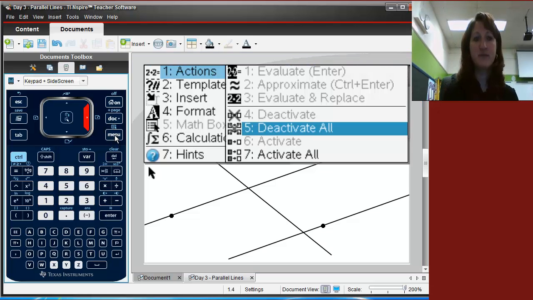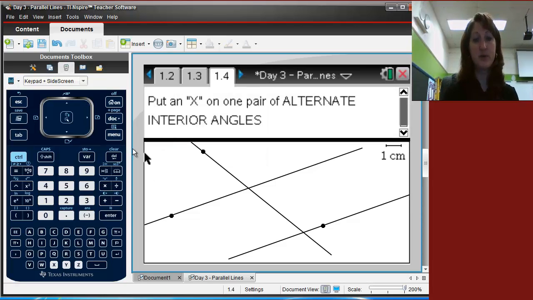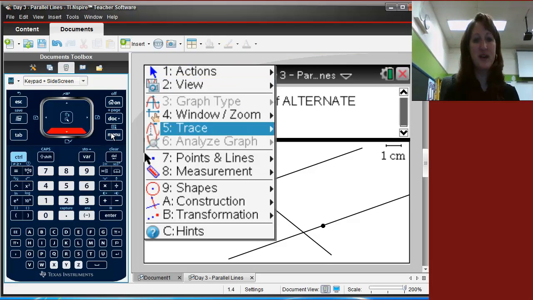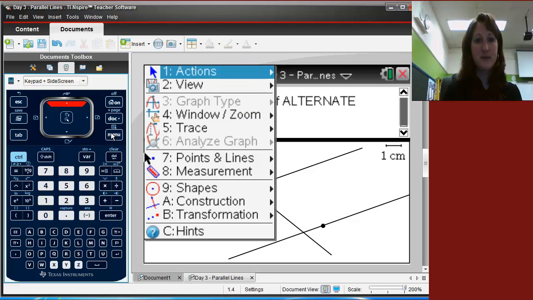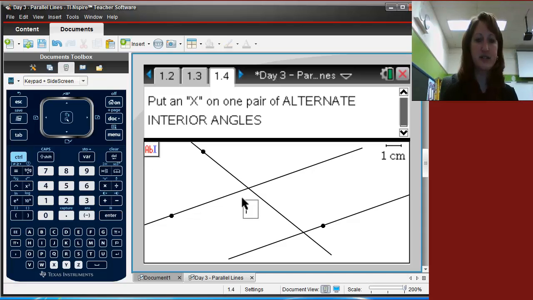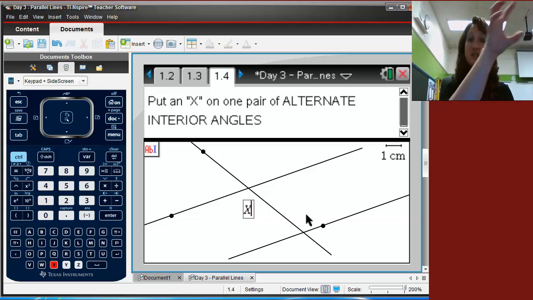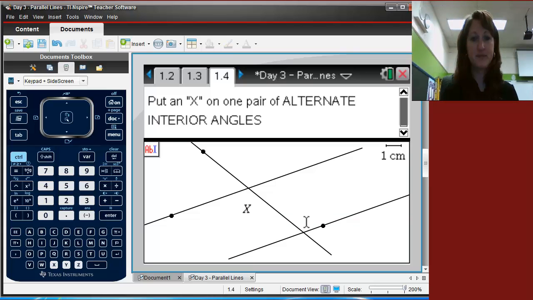So I'm going to go to menu and click on the box down below with the parallel lines, then go to menu and go to actions and choose text. Alright, so I'm going to start with this angle inside, put an X in there, and then the other angle on the other side of the transversal, and it has to be, if one's on the top, one has to be on the bottom. So the other one would be down here.